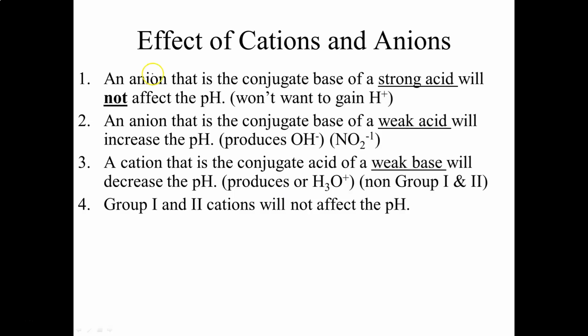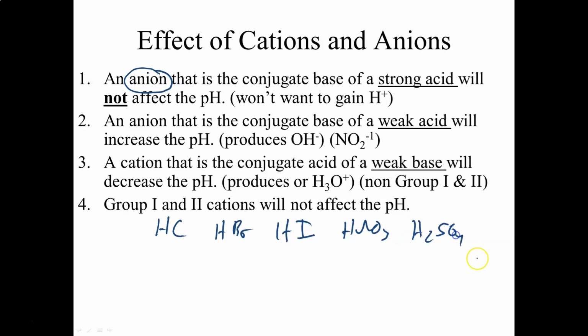Number 1 says an anion that's the conjugate base of a strong acid will not affect the pH. So if you have your 7 strong acids, you have HCl, HBr, HI, and then your oxy acids that are strong, like HNO3, H2SO4, there's a couple other ones there, HClO3, HClO4, that rounds them out.